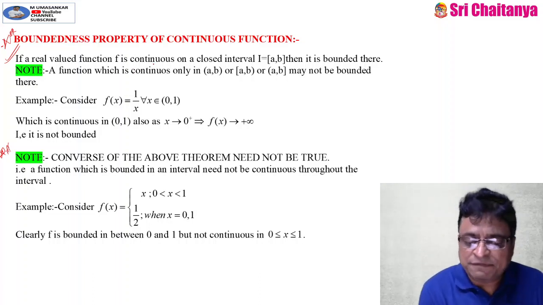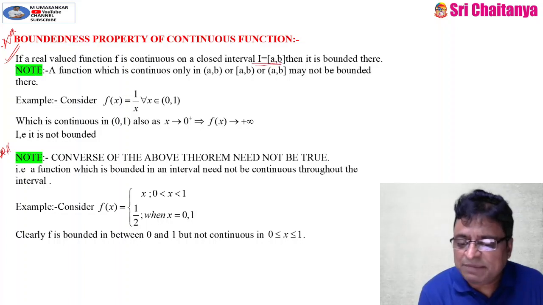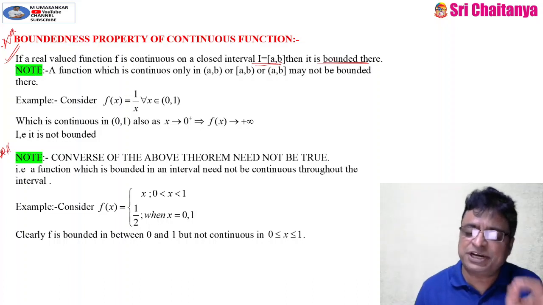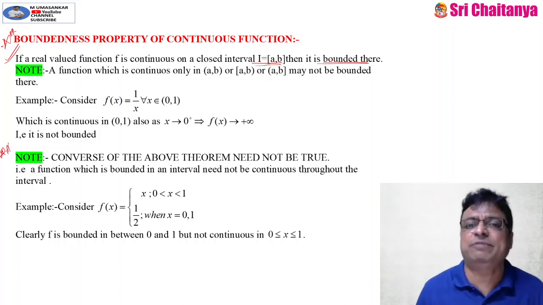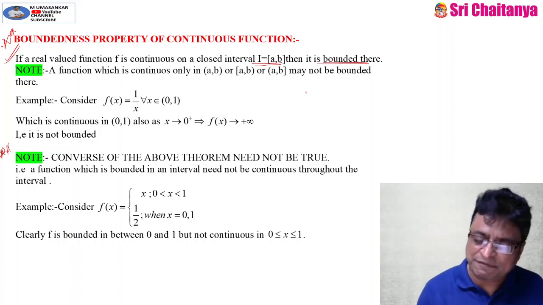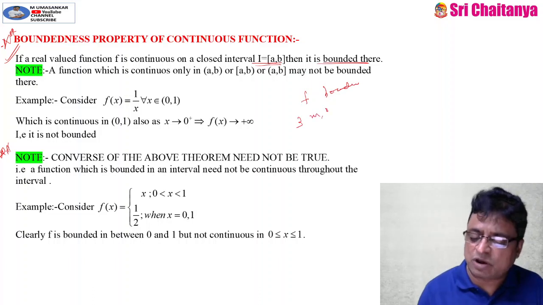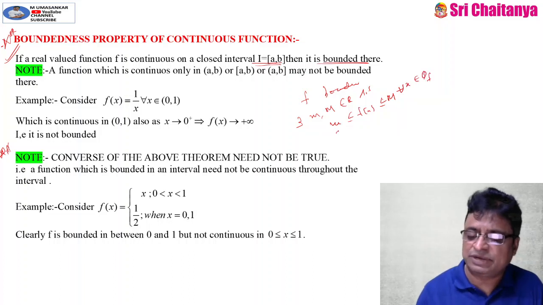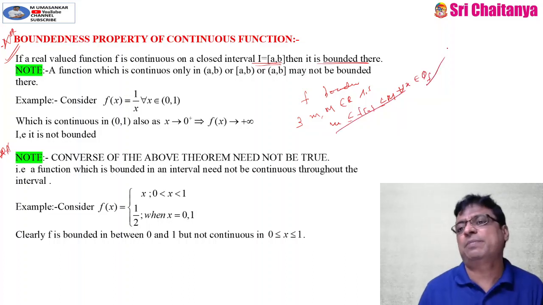If a function f is continuous in a closed interval [a, b], then it is bounded in that interval. So, every continuous function defined in a closed interval [a, b] is bounded. What does it mean by bounded? A function f is said to be bounded if there exist two real numbers, small m and capital M, such that small m ≤ f(x) ≤ capital M for every x belongs to the domain of the function. This we can call the bounded property.